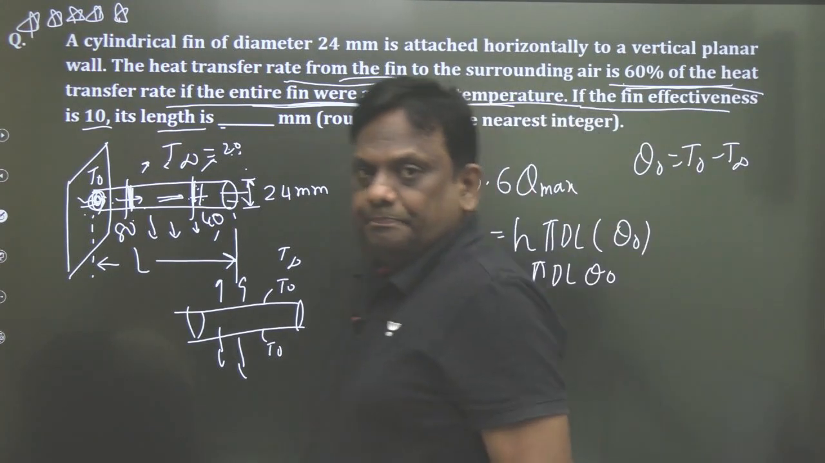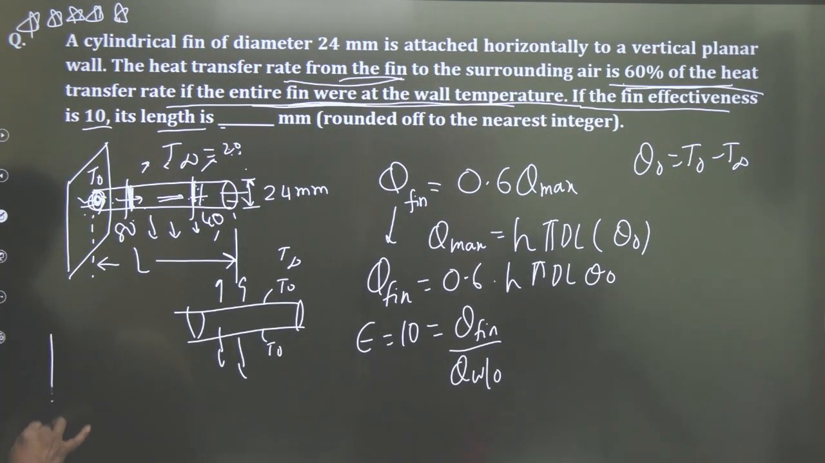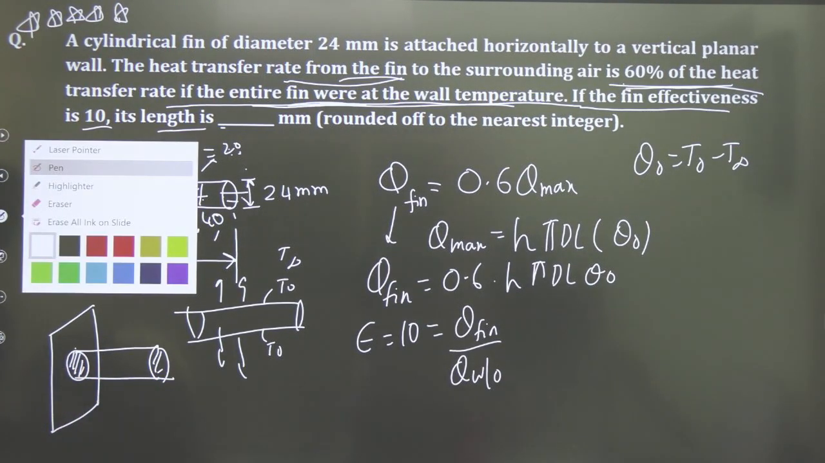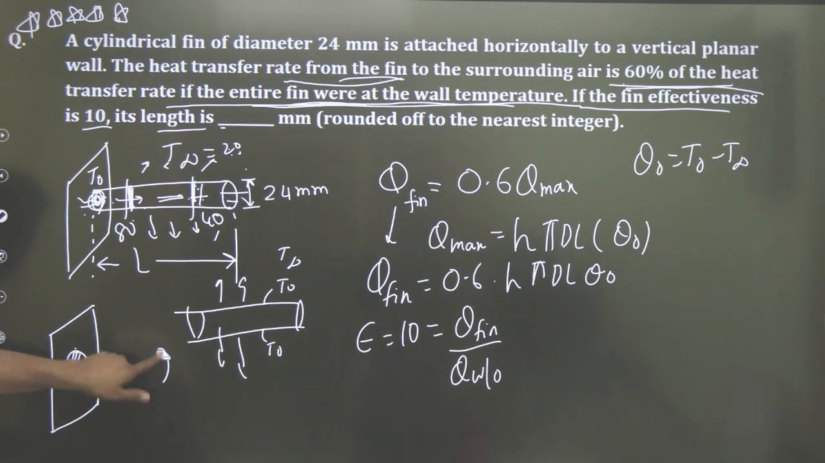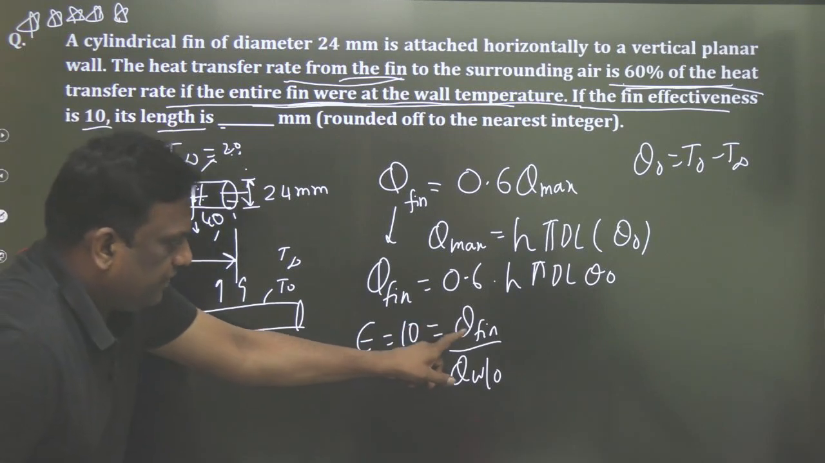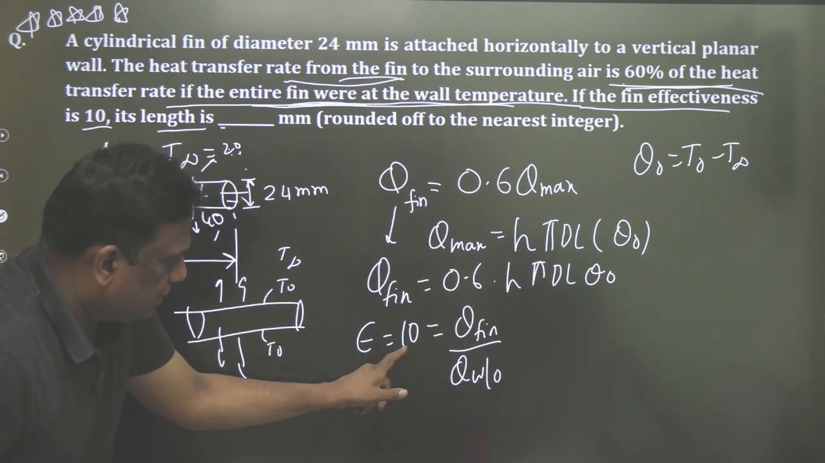Let me tell you. If you see this, now you have attached the fin here. You have attached it here. If there is no fin, this is the diameter. Here it is attached. So now, if there is no fin, let's see what is the heat transfer. Heat transfer with fin over heat transfer without fin, that is the effectiveness, which is 10.